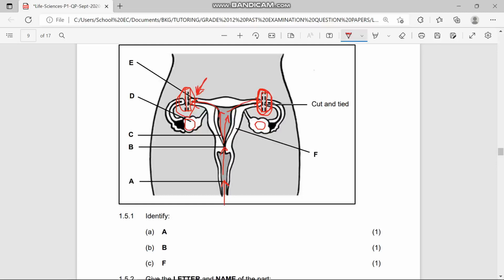You know that we have two ova, one from this side and one from this side. If only the fallopian tube on this side is tied, the sperms are going to pass through the other side while this side is tied, and cause fertilization. So a woman might fall pregnant and so on.